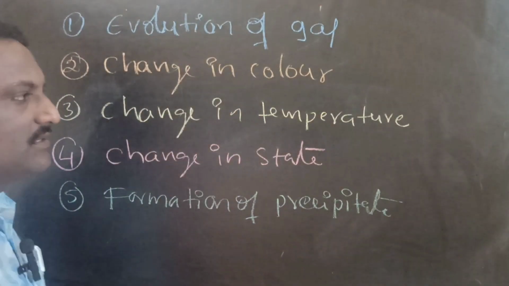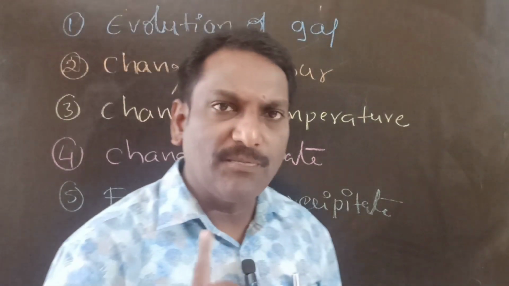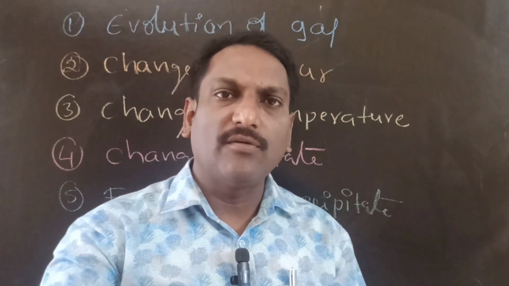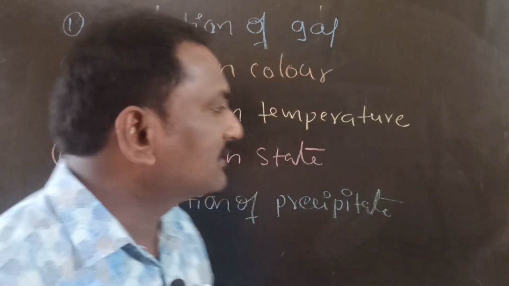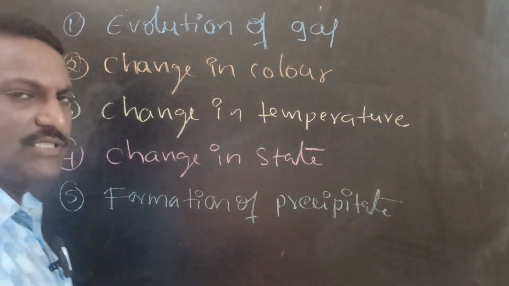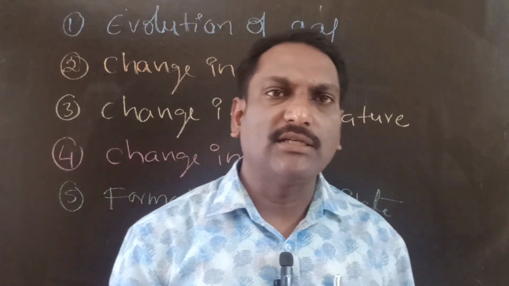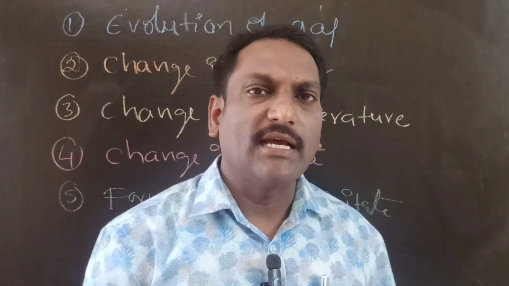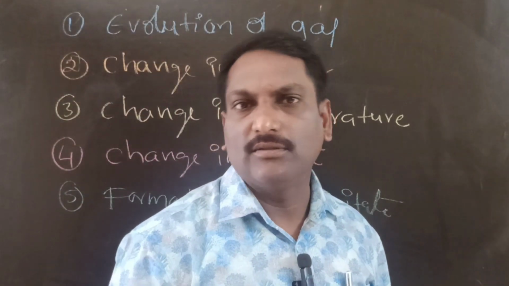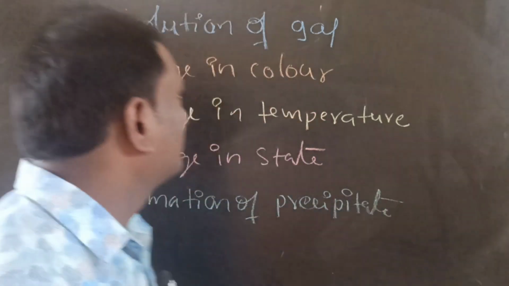So: evolution of gas, change in color, change in temperature, change in state, and formation of precipitate. During the chemical reactions, during the conversion of reactants into products, some chemical reactions are accompanied by either evolution of gas or formation of precipitate, change in color, change in temperature. With the help of these characteristics of chemical reactions, we come to know that a chemical reaction has taken place. Now let us discuss them one by one. Please make a beautiful note of what I am writing on the board.